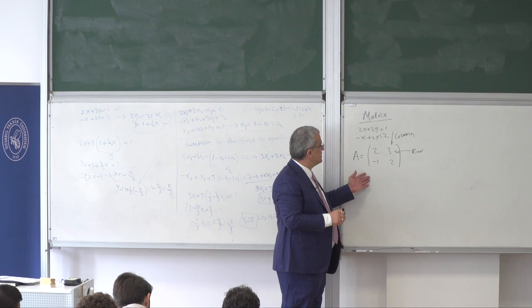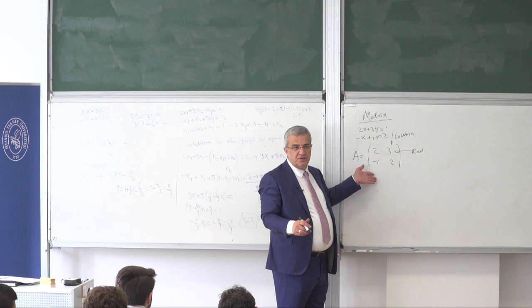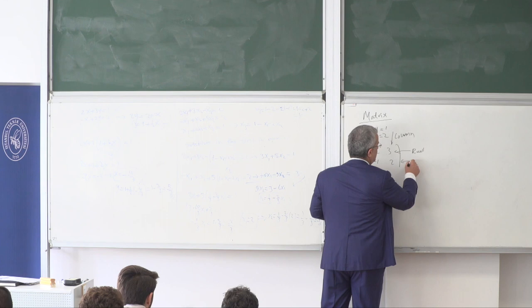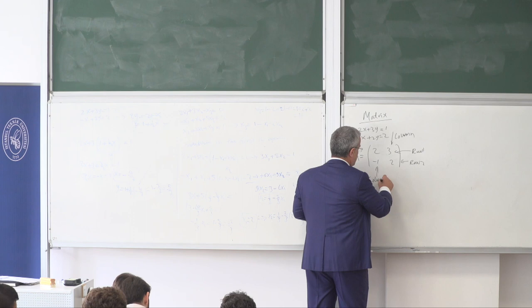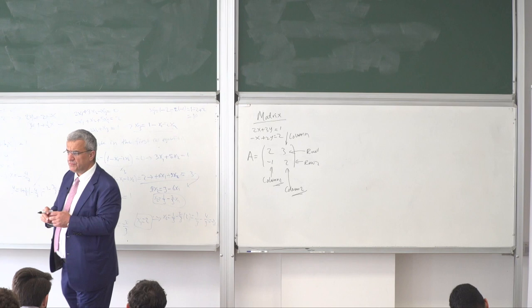A matrix is just, you take a large parenthesis and you have the rows. And then how many rows do we have here? We have two rows, right? This is row number one, row number two. This is column number one, this is column number two. So it has rows and columns.